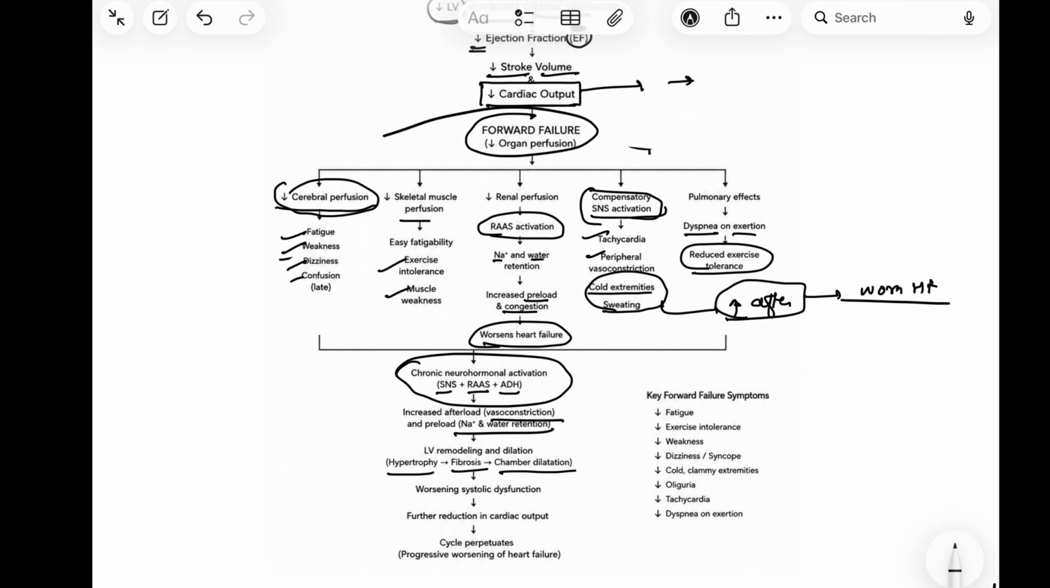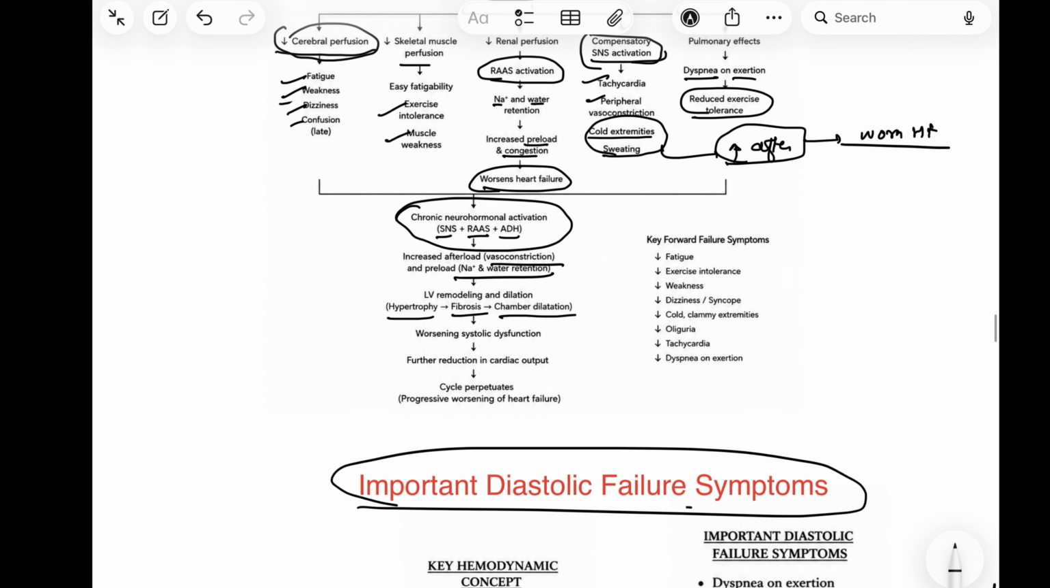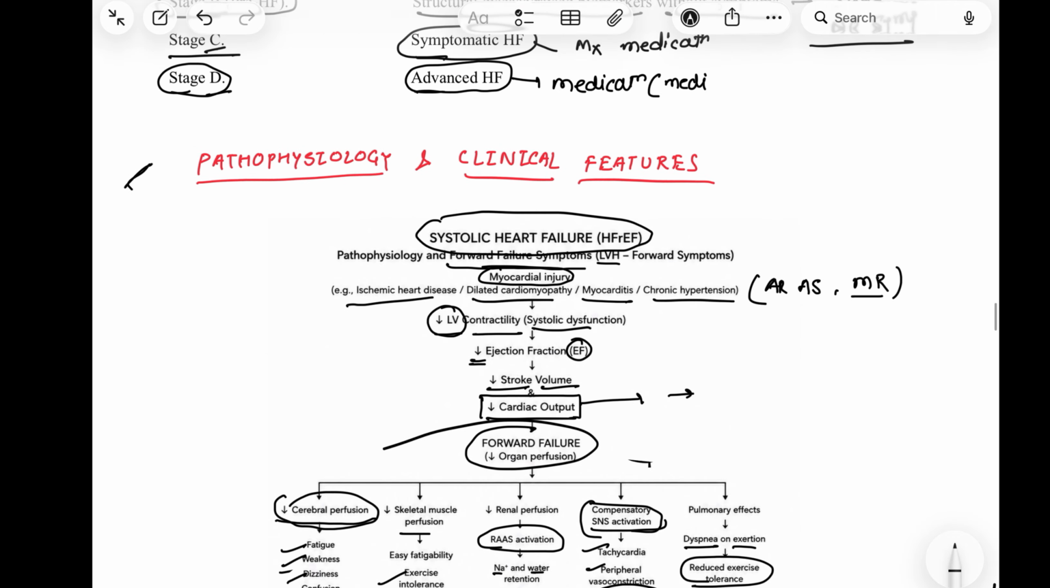So the key forward failure symptoms are fatigue and exercise intolerance due to muscle perfusion problem. There is dizziness and syncope due to decreased cerebral perfusion. There are cold clammy extremities due to the sympathetic nervous system. There is oliguria due to RAS activation and decreased renal perfusion. Then there is tachycardia, right, and dyspnea on exertion. So this is systolic failure function, and it is mostly associated with reduced ejection fraction heart.